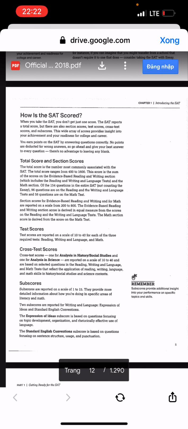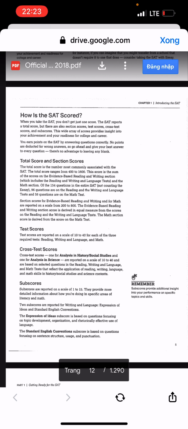Total score and section scores. The total score is the number most commonly associated with the SAT. The total score ranges from 400 to 1600. This score is the sum of the scores on the evidence-based reading and writing section, which includes the reading and writing and language tests, and the math section. Of the 154 questions in the entire SAT, not counting the essay, 96 questions are on the reading and the writing and language tests, and 58 questions are on the math test.